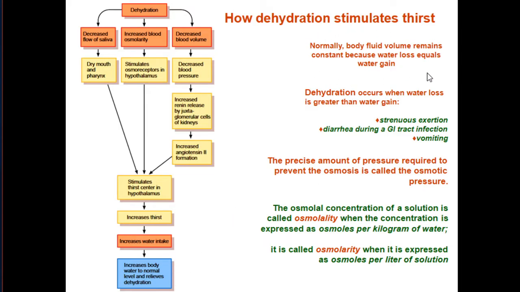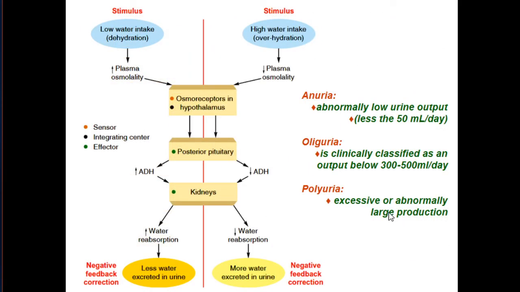Once again, normally body fluid volumes remain constant because water loss equals water gain. Mind you, these are some of the cases when dehydration might occur. And the precise amount of pressure required to prevent osmosis is called the osmotic pressure. That's what you've learned before. The osmolar concentration of a solution is called osmolality when it's expressed in osmoles per kg, and it is called osmolarity when it's expressed as osmoles per liter of solution. And here you have a summary of osmotic pressure regulation through the hypothalamus.